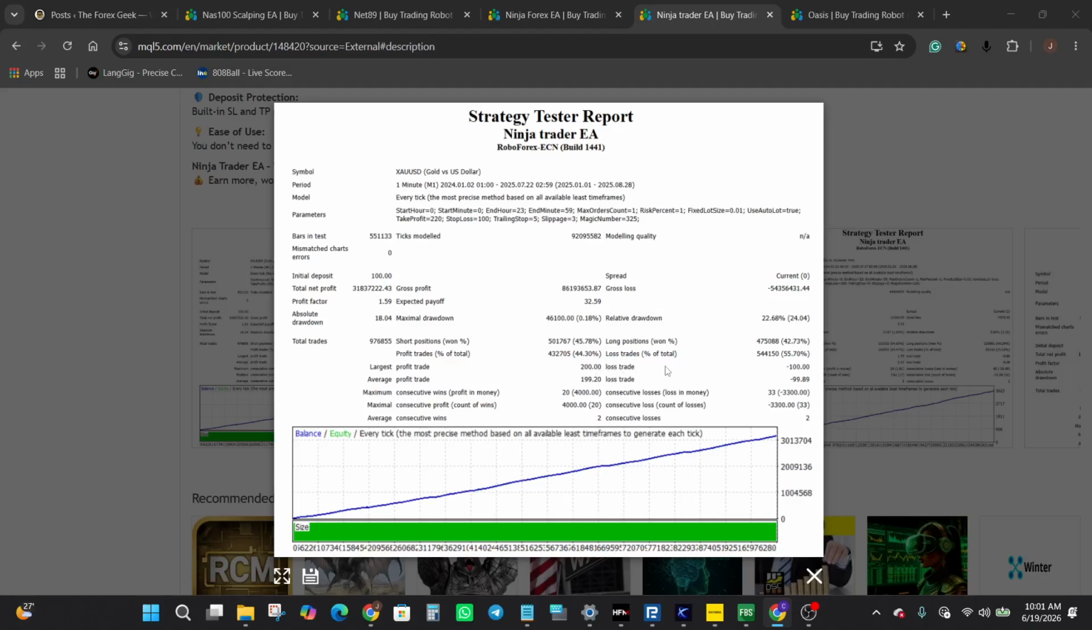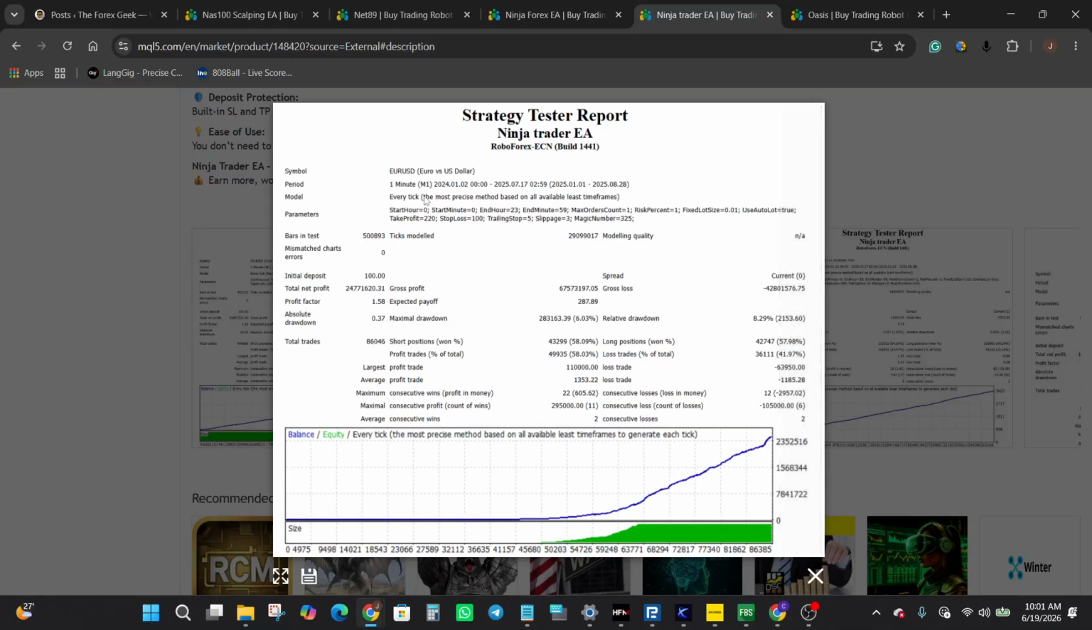Largest profit was $200. Largest loss $100. Average profit $199.2. Average loss $99.89. So this tells us that the risk to reward ratio is actually good. All right, around 1:2, thereabout. So we can see the balance and equity curve is pretty smooth, steady growth over time.